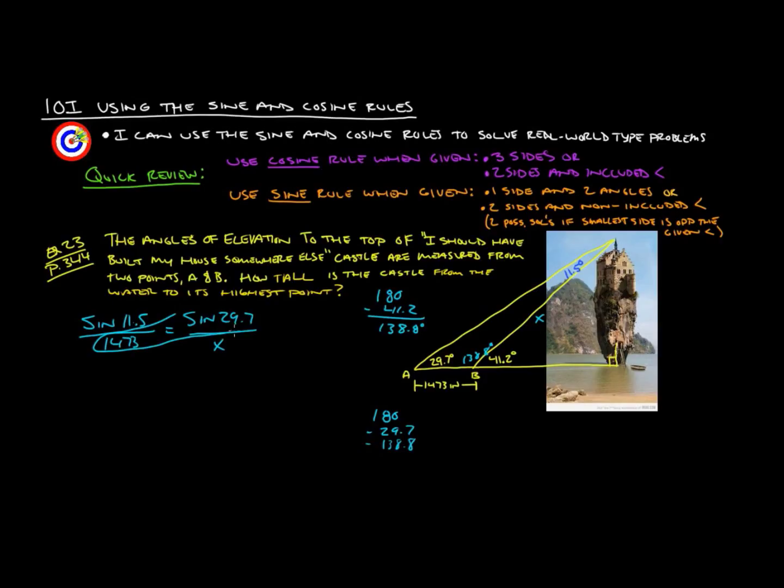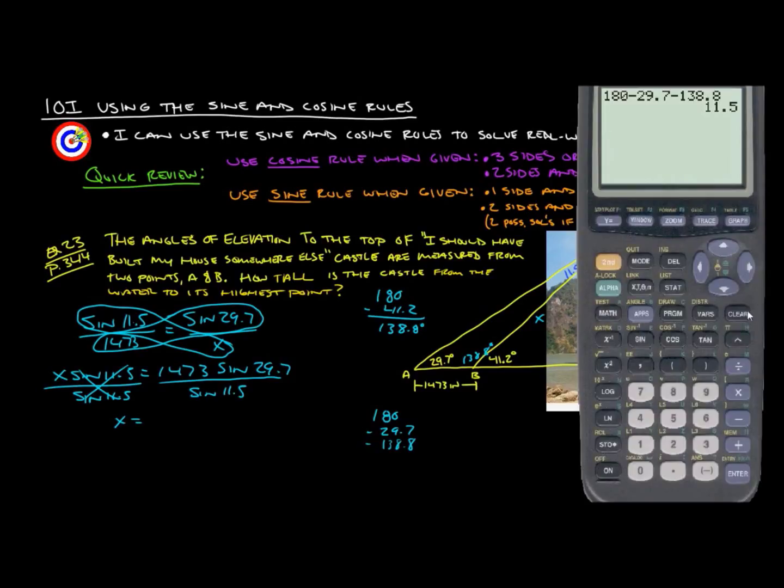So we just do cross products, right? This times this equals this times this. So x sine of 11.5 equals 1473 sine of 29.7. If we divide both sides by sine of 11.5, then we're in business. So we'll just get x equals this expression here. Let's figure that out.